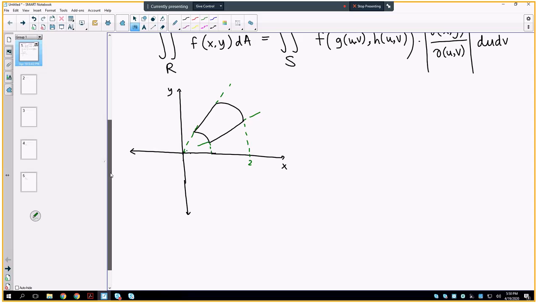Then we can think about that as a region in the r and theta plane that is rectangular. So it's going to be r is from 1 to 2, theta is from pi over 6 to pi over 3, this rectangle.